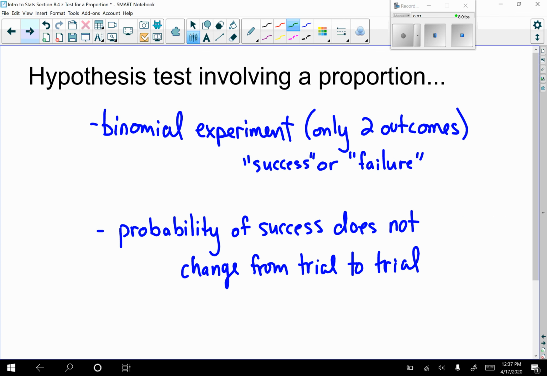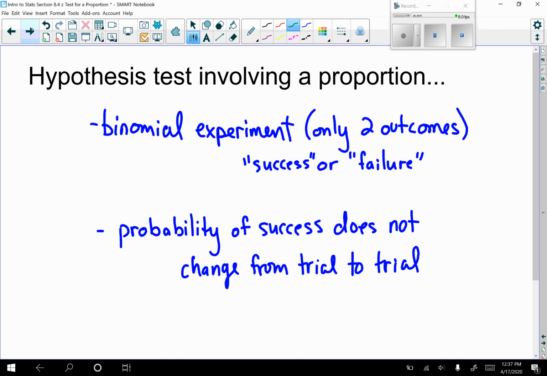All right, so again, with looking at proportions, everything sort of boils down to two outcomes, which means that this is a binomial experiment, looking at the outcomes as being, yes, a success, meaning that's what the criteria you're looking for, or a failure, which is no, it isn't. Remember, the probability of success does not change from trial to trial.